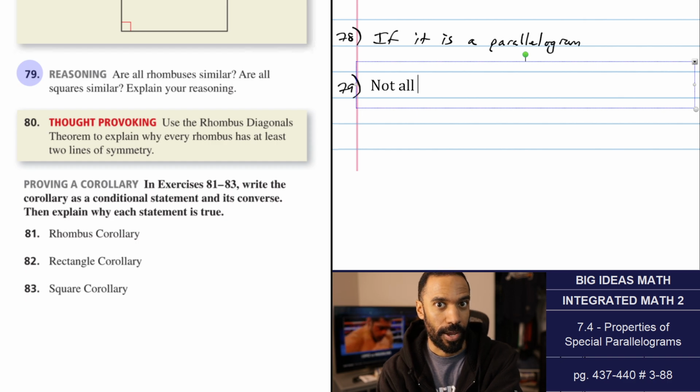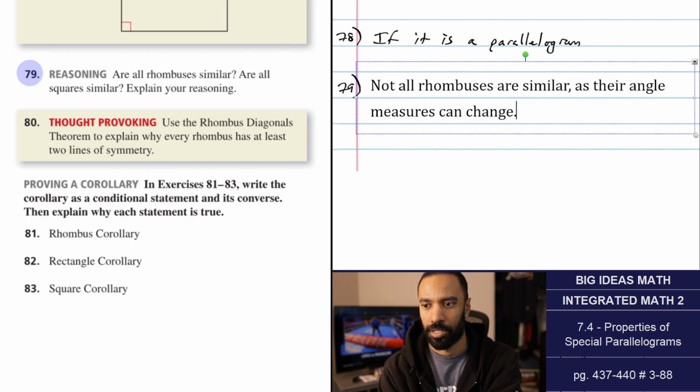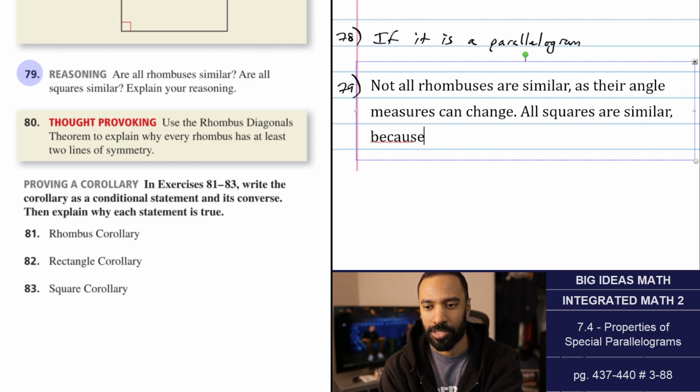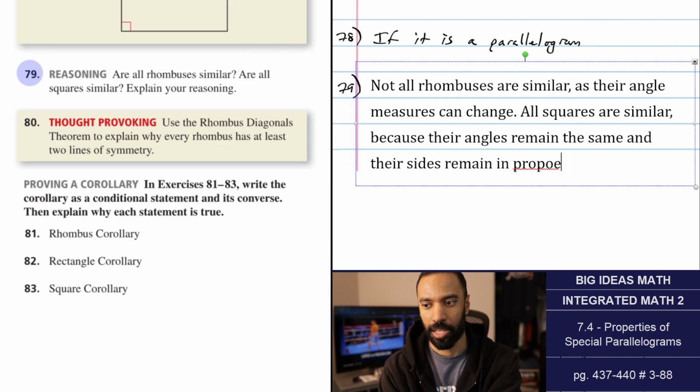Now, that doesn't mean that all rectangles are similar, by the way. I wish they asked about rectangles, as their angle measures can change. All squares are similar, however, because their angles remain the same and their sides remain in proportion with each other. Something that a rectangle does not need to guarantee either.